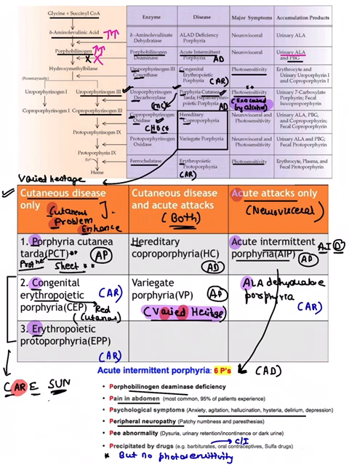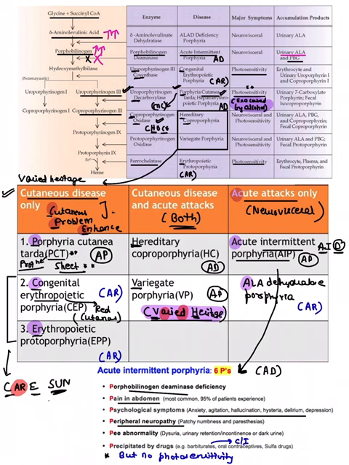Okay, then H is for hereditary coproporphyria, and V is for variegate porphyria, guys. Now coming on to the acute porphyrias. We have two acute porphyrias: acute intermittent porphyria and ALA dehydratase porphyria, guys. Now, coming on to remember the mode of inheritance of the porphyrias, guys.